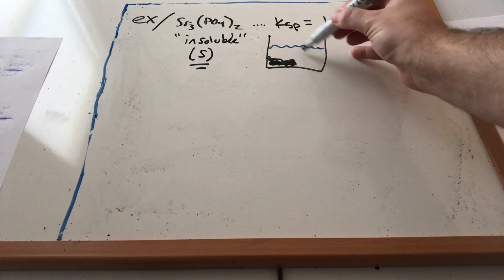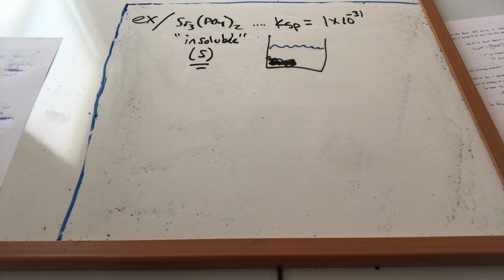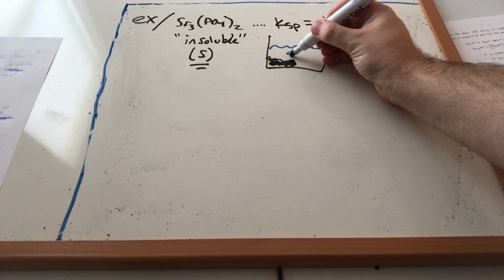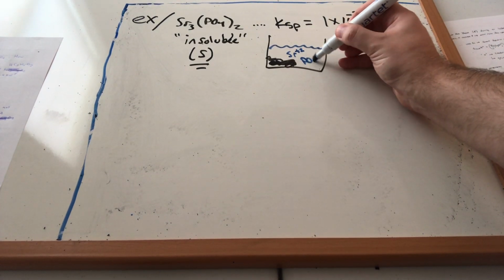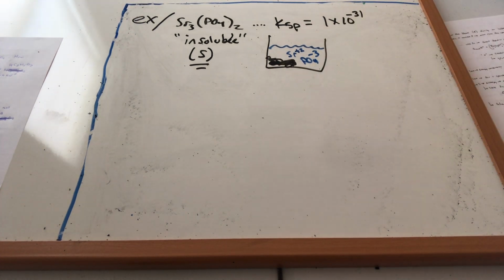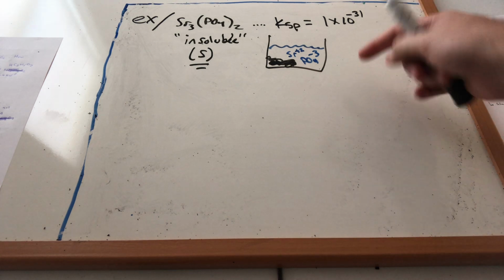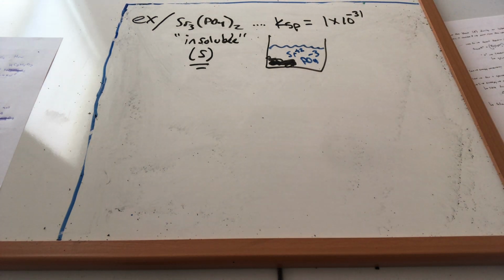If we blow up a certain region here and we look, there is a tiny little bit of Sr+2 floating around, and there's a little tiny bit of PO4-3 floating around. And now that we have a K, and we know the equilibrium reaction associated with using that K, we can actually calculate these small little bits floating around. Okay, so let's do that.